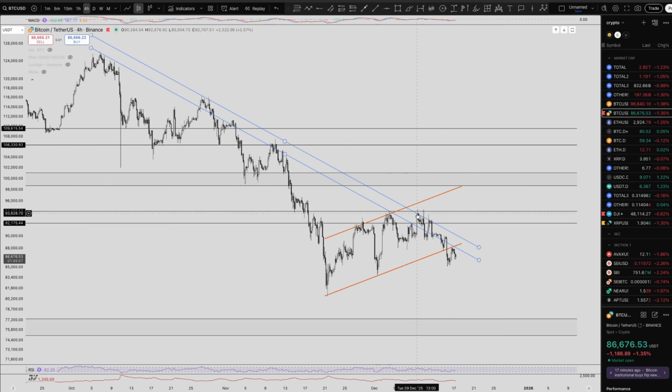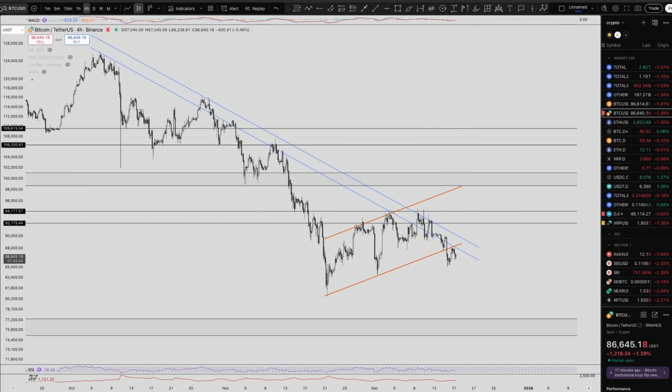Unless Bitcoin can break through this trend line and get back above this channel, in that case, we could do a quick analysis and say there's about a 50% chance that Bitcoin could reach these highs and get close to $100,000. But with the events that have happened in the past few days, the likelihood of that happening has decreased.